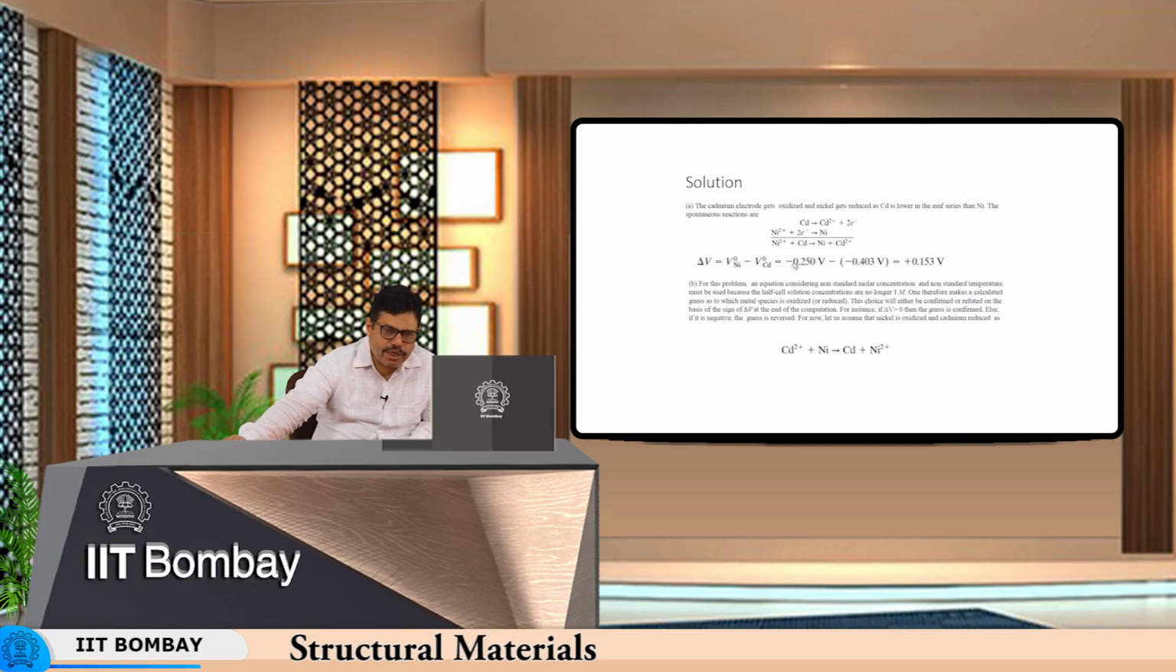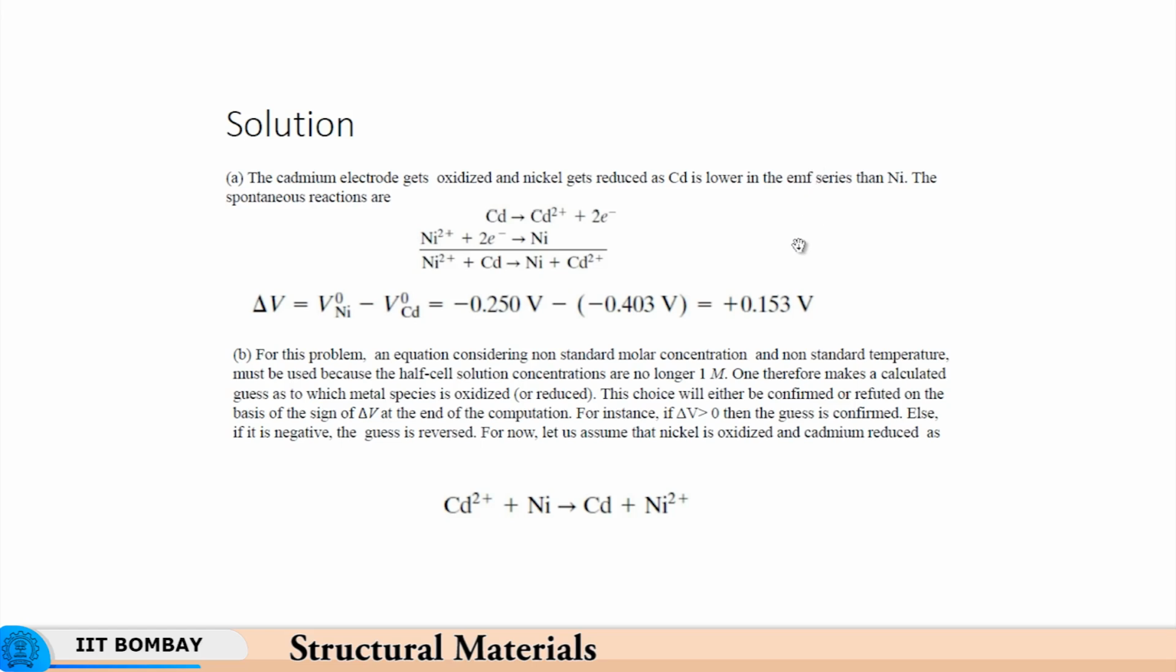then it will be minus 0.03 minus 0.250, and it will give you minus 0.153 volts, and that minus sign will indicate that the positions of oxidation and reduction have to be interchanged, meaning the assumption that cadmium gets reduced and nickel gets oxidized is wrong. So cadmium has to get oxidized and nickel should get reduced, and that is precisely the conclusion from the EMF series. So one can detect errors in deciding on cathode and anode based on the sign of the delta V.